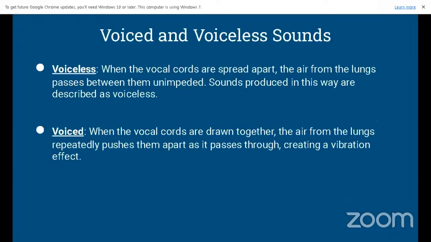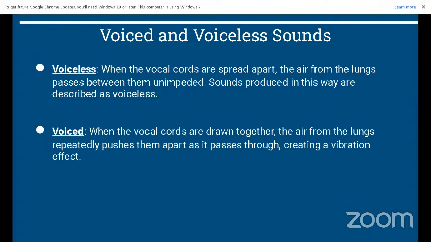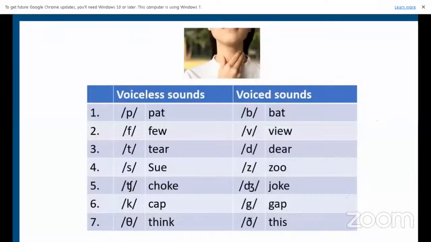Let me just show you. Voiced and voiceless, I already told you, right? Now look at these sounds which are called voiceless and voiced sounds. Can you see this slide here?